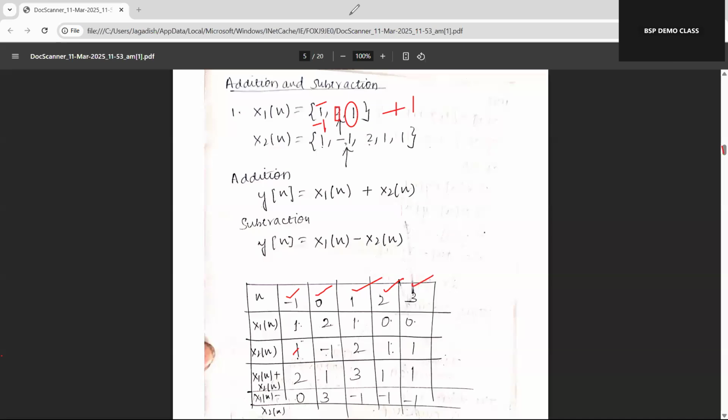Okay, I will explain. Definitely I will explain. Haripriya. x1 of n: at minus 1 you have to write 1, because at minus 1 it is 1. At 0 you write 2. At 1 you write 1. At 2 there is nothing, because the sequence ends at plus 1, so at 2 we consider 0. At 3 it is 0.